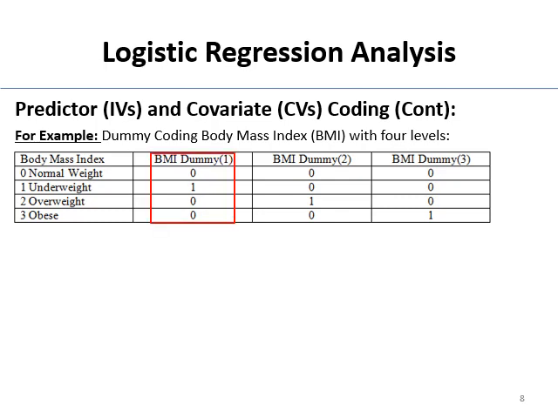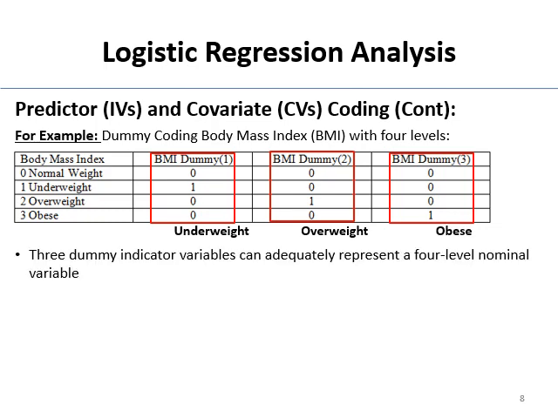BMI Dummy 1 here is all zeros except for a 1 on underweight. That means the people who are underweight are coded as 1 on BMI Dummy 1. So the level represented by BMI Dummy Variable 1 is underweight persons. BMI Dummy 2, everyone's coded as 0 except for those who are overweight. So they have a BMI of overweight, they're a 1 on BMI Dummy 2, and that variable represents overweight. Similarly, for Dummy 3 that SPSS makes, that's obese folks, they're the ones coded 1 on that.